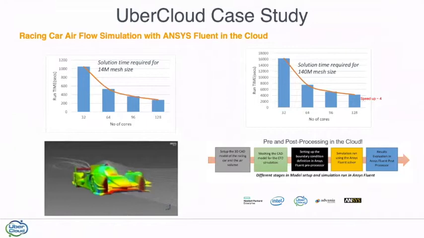And here we are looking at simulation runtime results for a 14 million mesh size model compared to a 10 times larger, 140 million mesh size model. Comparing the results, increasing from 32 CPU cores to 128 CPU cores, we see that with large size models running on 128 CPU cores in the cloud, we get a speed up of 4. And the whole simulation takes about 1 hour to complete.